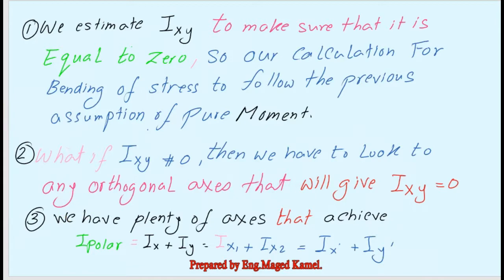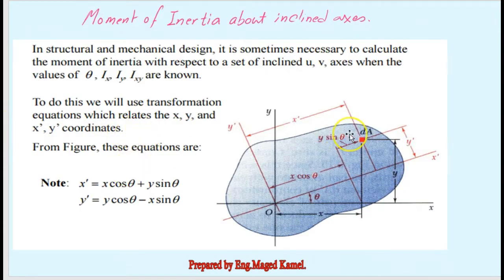In order to get an expression, we will make a general expression by using X and Y axes, and we'll assume that we have inclined the two axes X dash and Y dash by an angle theta. For a small strip dA, the coordinates are X and Y, and at the same time relating to the new two axes, they are X dash and Y dash.